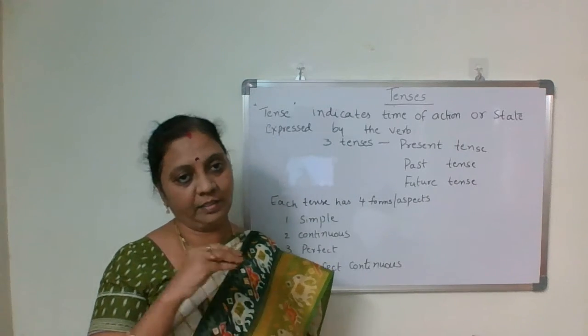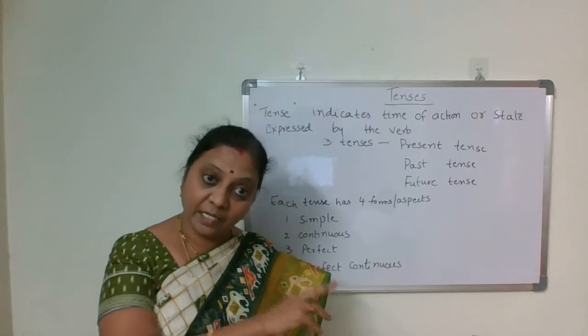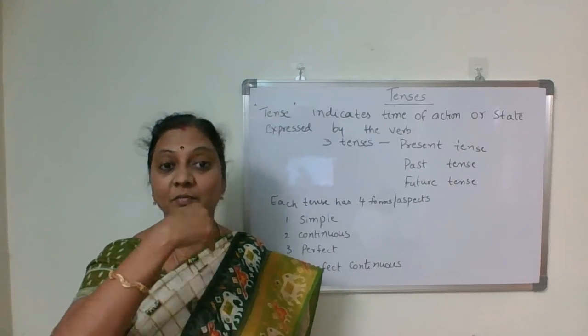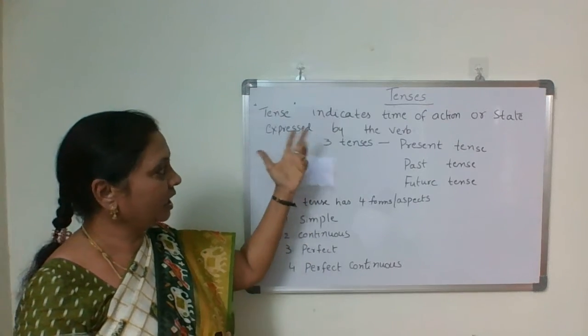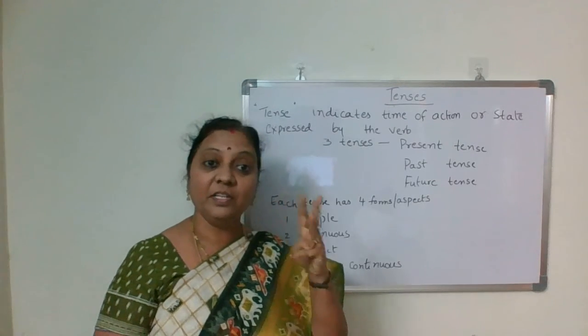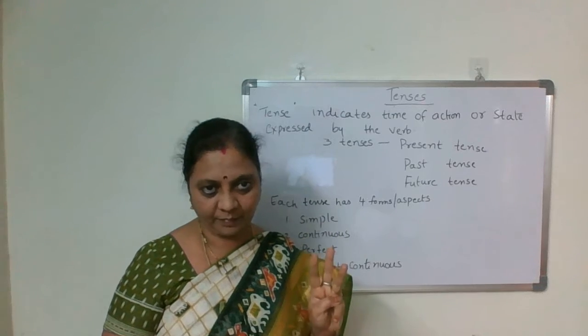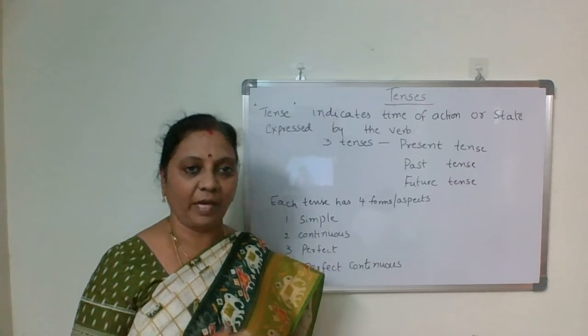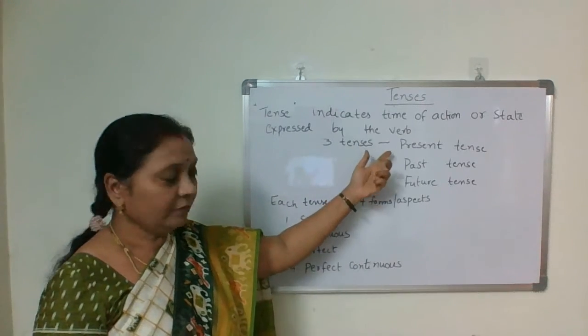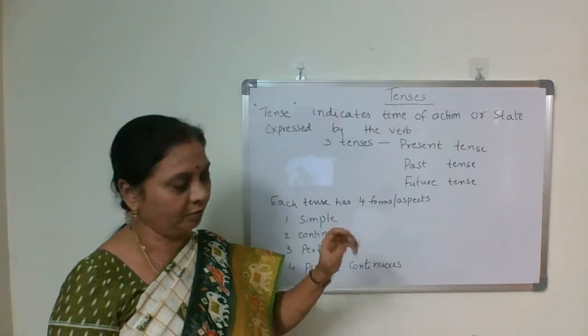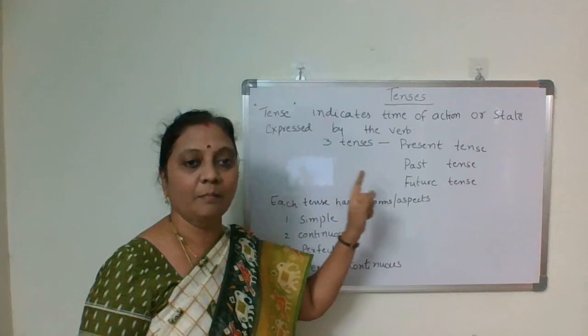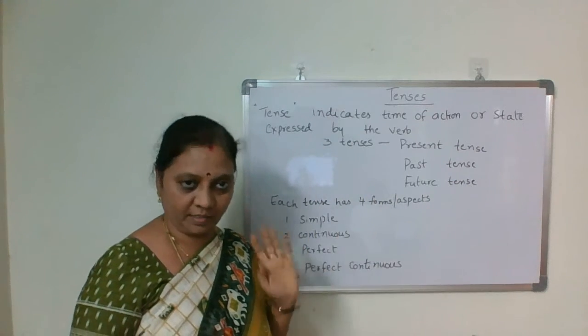When does that action take place? When did it take place? When will it take place? For each verb we have three tenses, mainly based on the time of action. Okay, present tense, past tense, future tense.